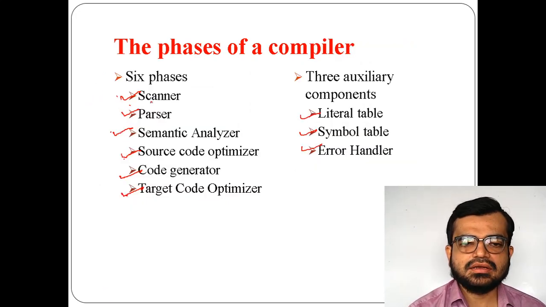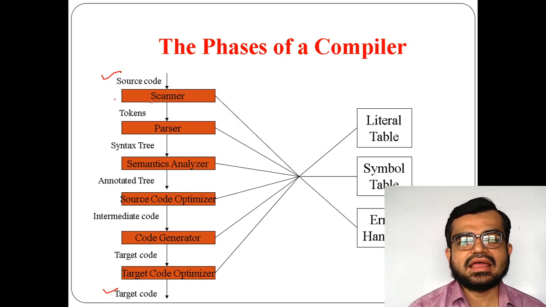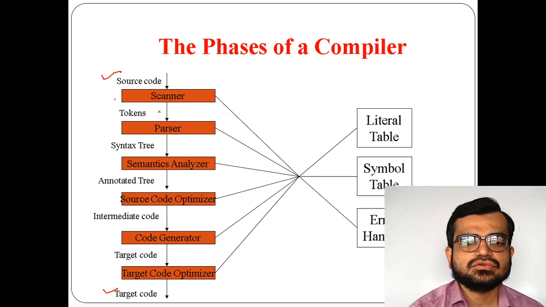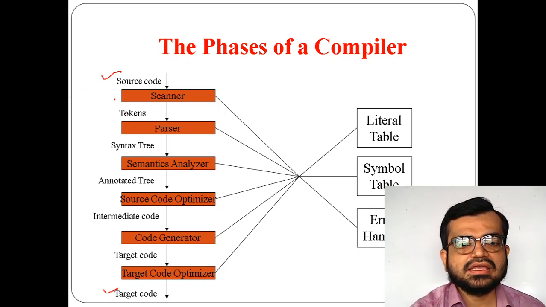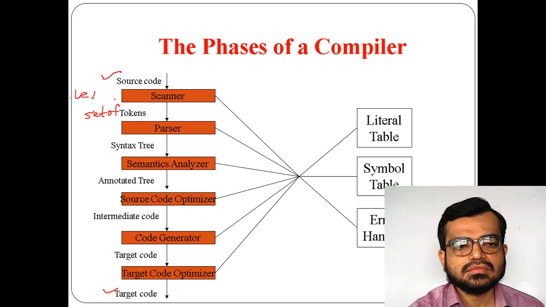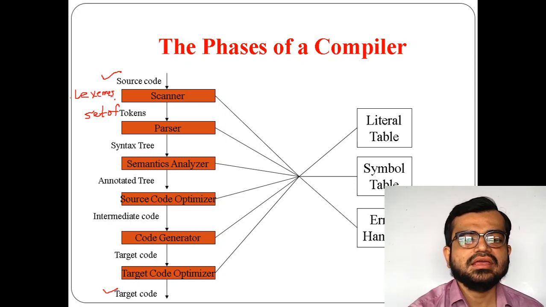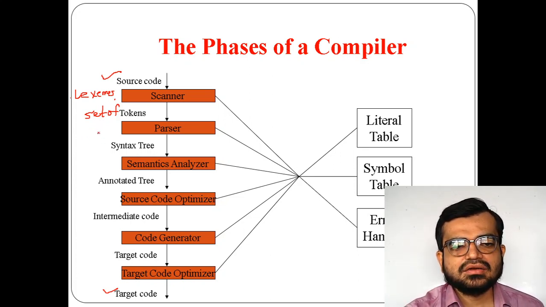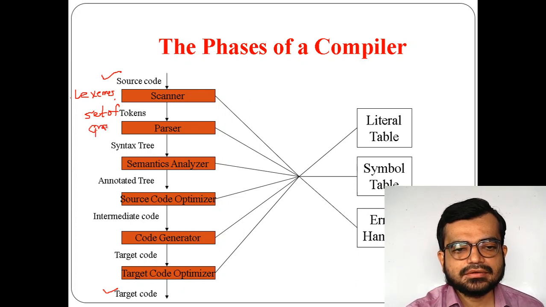Scanner, as I said, means it scans the code and converts it into a set of tokens. Here it will give you a set of tokens that are called lexemes. These lexemes will be given to the parser in order to generate the syntax tree. So it works on the grammar. The parser works on the grammar.